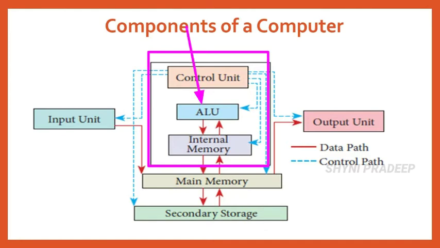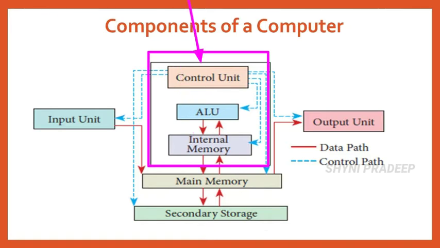What do you mean by arithmetic and logic unit? It is nothing but ALU. It is the part of the CPU. It performs arithmetic operations such as addition, subtraction, multiplication, division, and it performs logical operations. Its result will be stored in the internal memory of CPU. Okay, this internal memory is available within the CPU. After the calculation, the result will be stored in this internal memory.